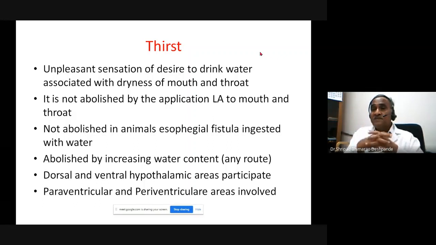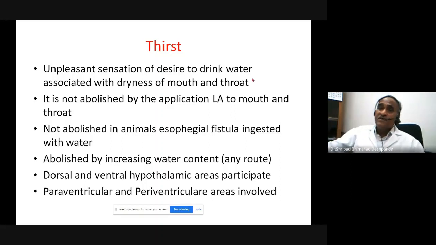Now, there are certain experiments done. People thought that it is because of the dryness of the mouth that results in that unpleasant sensation. So to avoid that dryness of the mouth, they applied local anesthetic in the mouth and the throat. When they applied local anesthetic, the thirst, the unpleasant sensation, did not disappear. So that means it is not just because of the dryness. It is something happening inside.